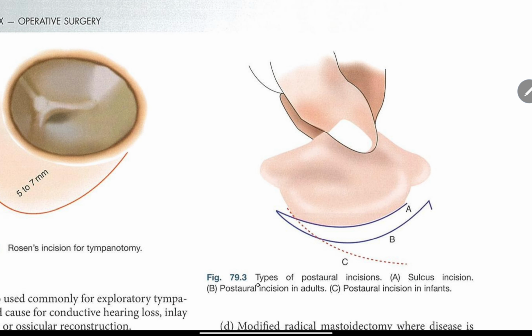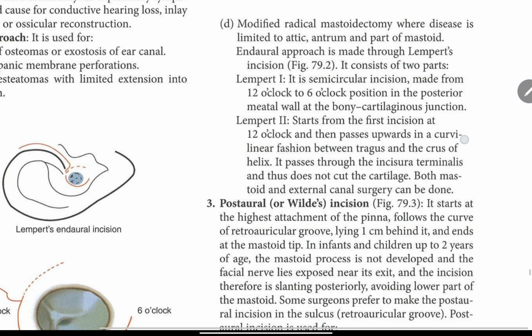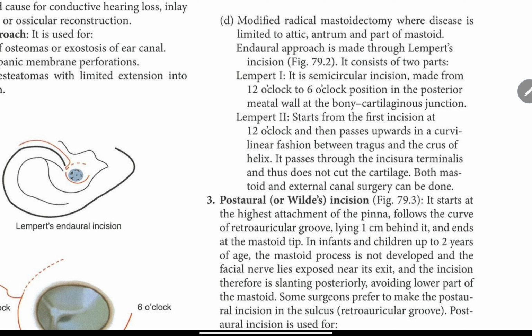Figure 79.3, types of postauricular incision. A. Sulcus incision. B. Postaural incision in adults. C. Postaural incision in infants. D. Modified radical mastoidectomy, where disease is limited to attic, antrum and part of mastoid.